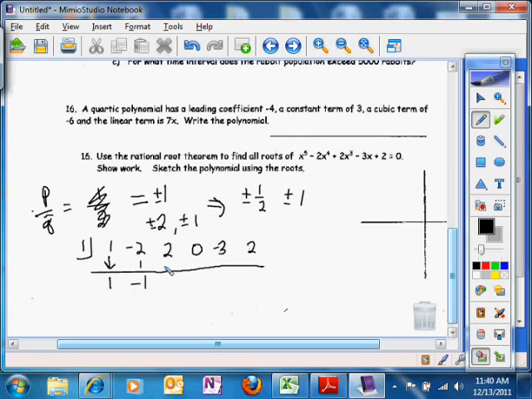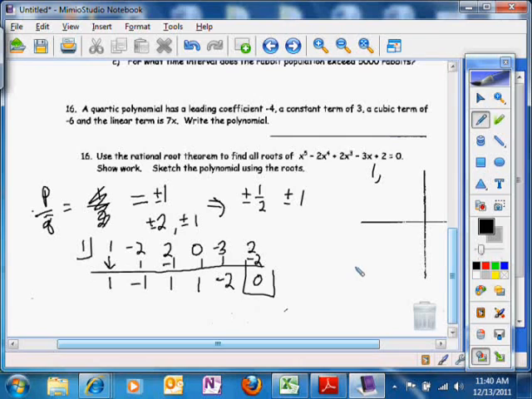1 times -1 is -1, combine 1. 1 times 1 is 1, combine 1. 1 times 1 is 1, combine -2. 1 times negative 2 is negative 2. Combine 0, that's my remainder. When my remainder is 0, that means that this piece that I did divide by is a root, so one of my roots is going to be 1.